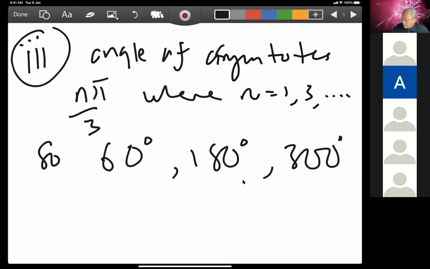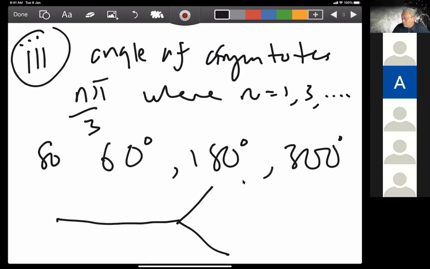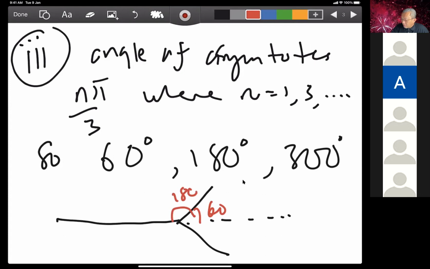Okay. So it is like this. Like that. Okay. Is the angle of asymptote, which is over here, 60, 180, and 300. Okay.